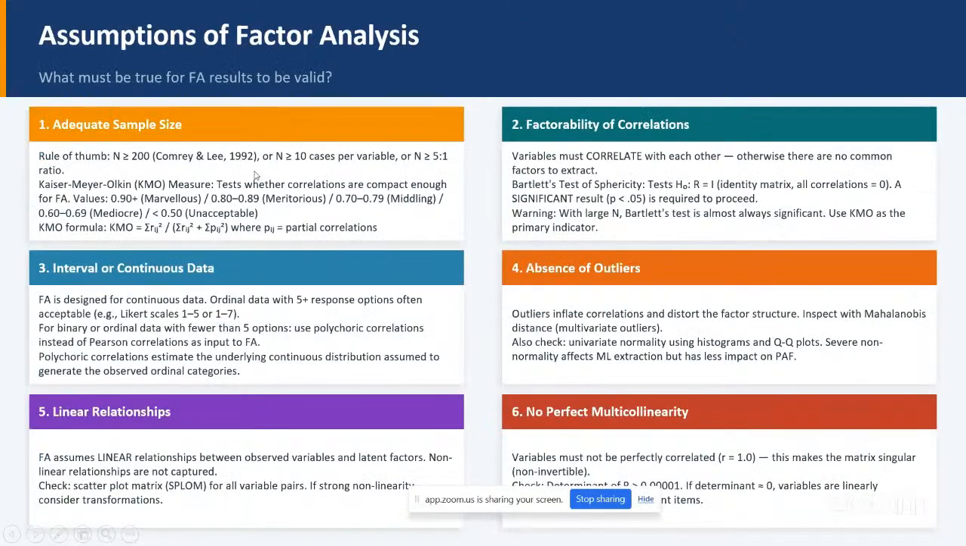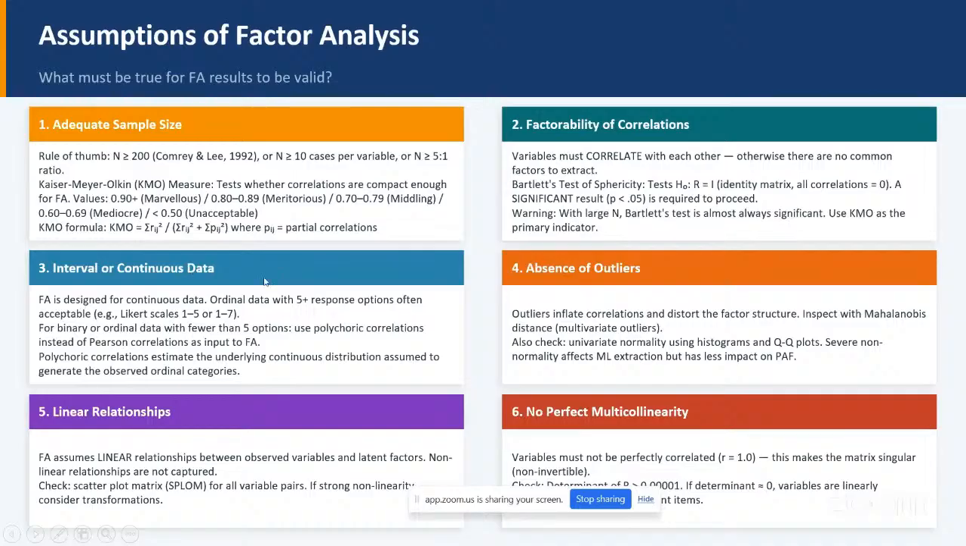Next, going to the assumptions of factor analysis. Adequate sample size. Our rule of thumb for a proper analysis is that n is greater than or equal to 200. If it is less than 200, then the factor analysis will give us poor results. So our goal must be to get n greater than or equal to 200. And factorability of correlations, that is, variables must correlate with each other, otherwise there are no common factors to extract, right? I will explain the sphericity test in further slides.